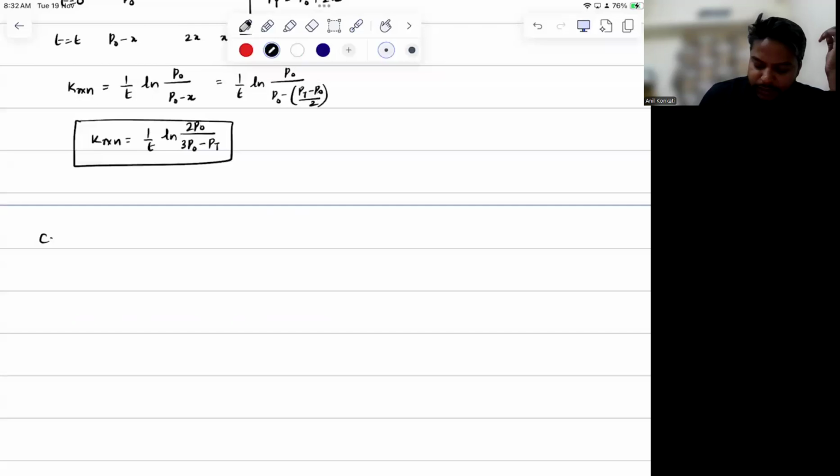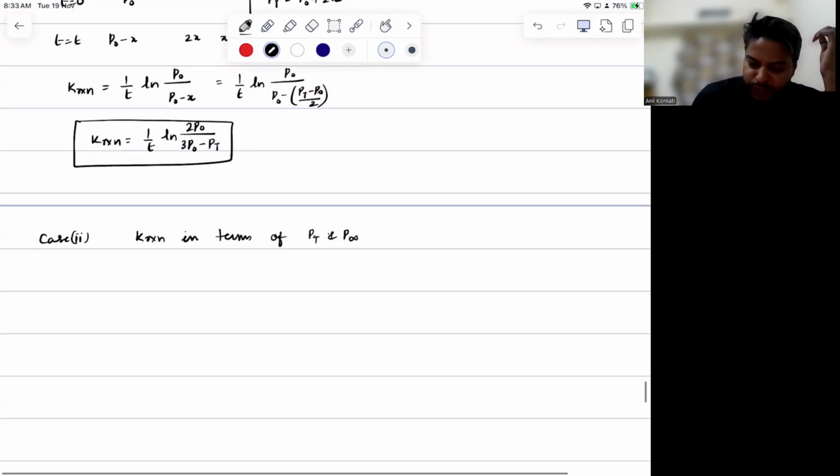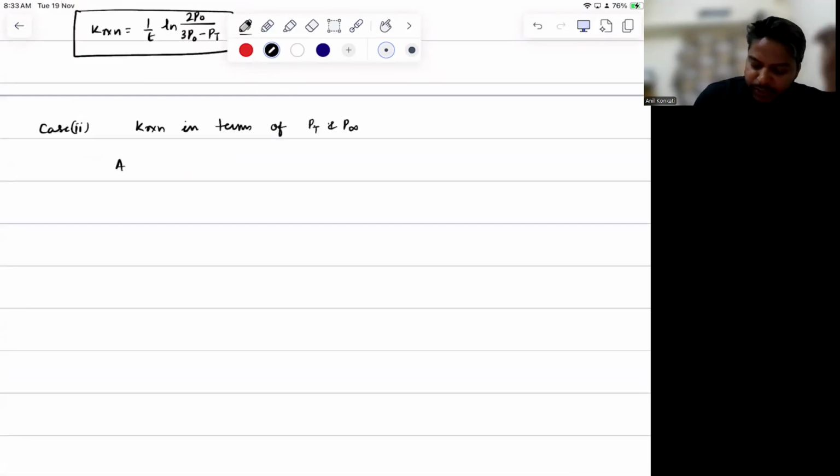Second case is when instead of Pt, P infinity is given. So which means you have to derive K reaction in terms of Pt and P infinity. You see that A is giving B plus C, right? At time t equal to 0, this is P naught, and at time t, this is P naught minus X, X and X.